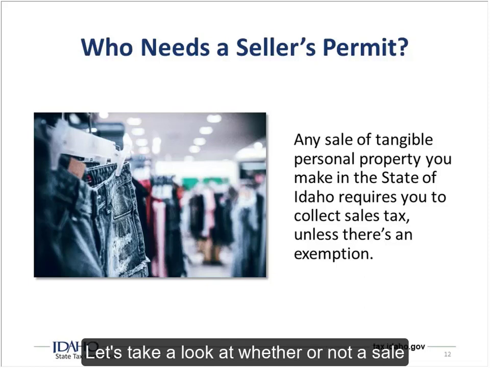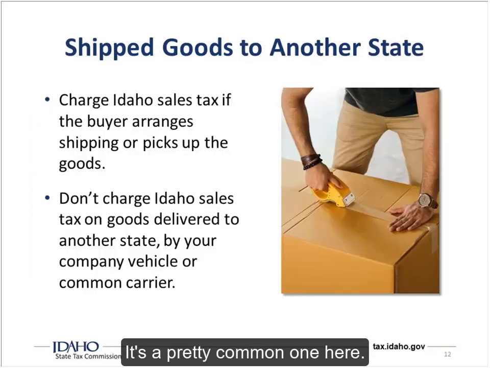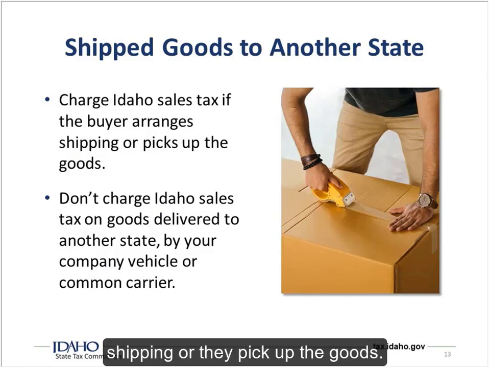Well, let's go ahead and do it. Let's take a look at whether or not a sale made into another state has an exemption. That's a pretty common one here. So let's talk about it. Shipped goods to another state. You're going to charge Idaho sales tax if the buyer arranges shipping or they pick up the goods. You are not going to charge Idaho sales tax on goods that were delivered to another state by your company vehicle or by a common carrier.